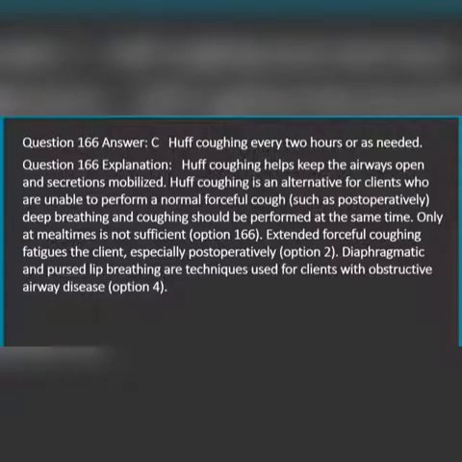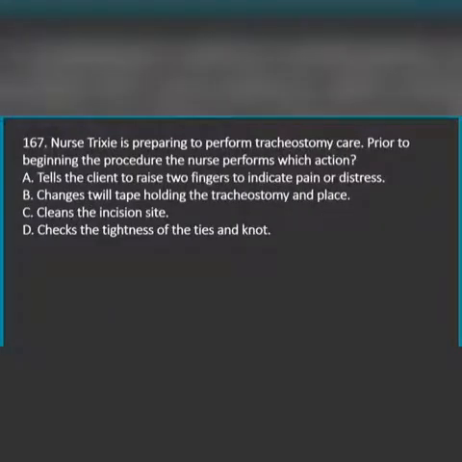Option B. Extended forceful coughing fatigues the client, especially postoperatively. Option D. Diaphragmatic and pursed lip breathing are techniques used for clients with obstructive airway disease.